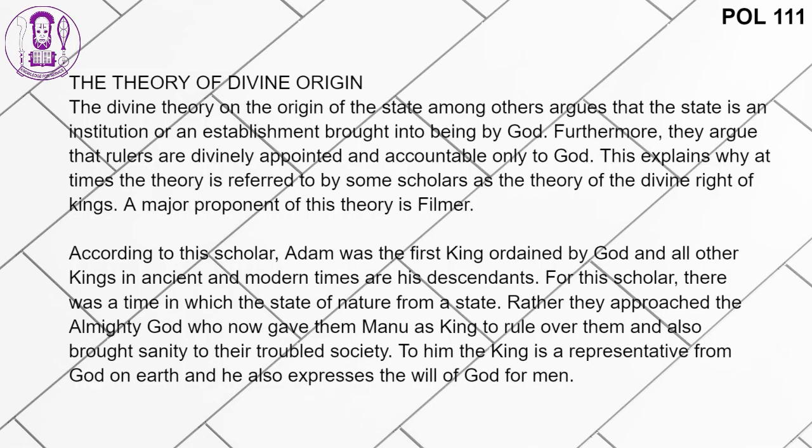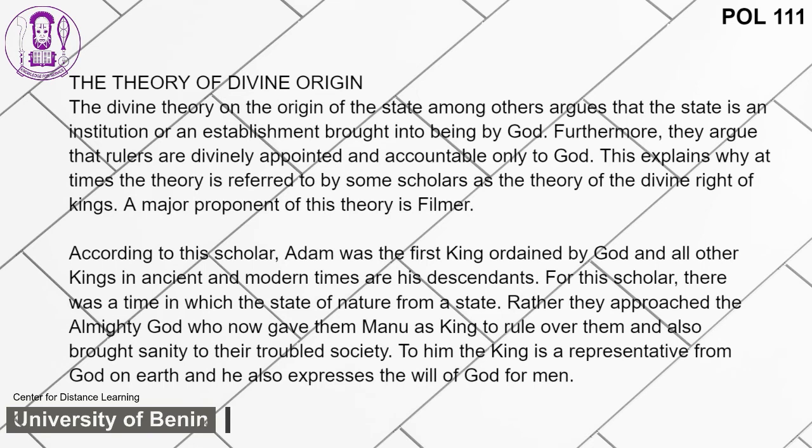The theory of divine origin. The divine theory on the origin of the state, among others, argues that the state is an institution or an establishment brought into being by God. Furthermore, they argue that rulers are divinely appointed and accountable only to God. This explains why at times the theory is referred to by some scholars as the theory of the divine right of kings. A major proponent of this theory is Filmer.